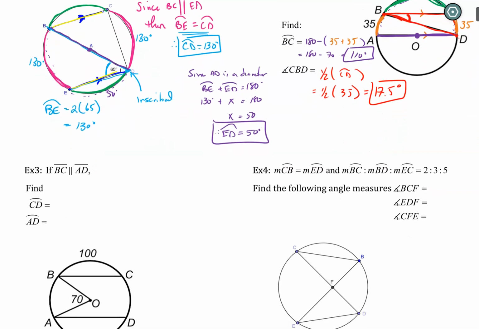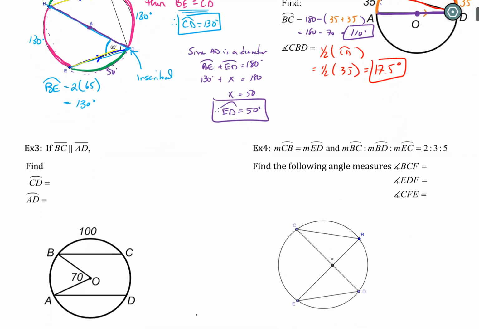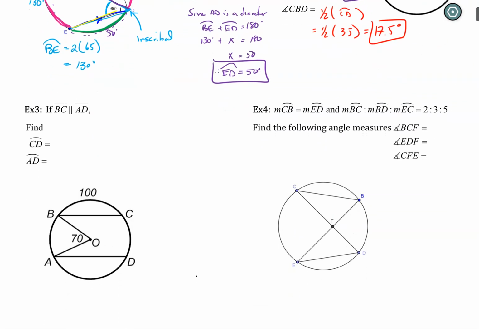All right, let's look at example number 3. Again, they're told that BC and AD are parallel to each other. So these two are parallel. So once again, based on our original theorem, we know that the 2 arcs that are in between those 2 parallel lines, in this case AB and CD, right? So we're going to now conclude that arc AB is equal to arc CD.